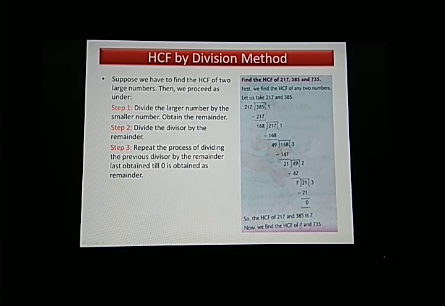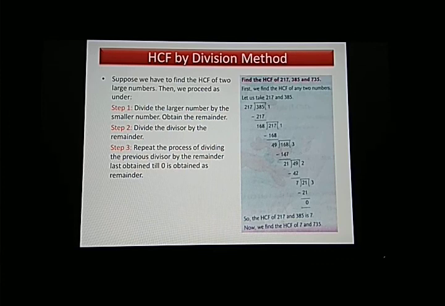Clear? So with 7 as the next HCF, the same procedure will be followed. We have to find out the HCF of 7 and 735. Whatever result we get there will be the HCF of these 3 numbers. So if we have to find the HCF of 3 numbers using this division method, we first find the HCF of the first 2 numbers, then we find the HCF of the resultant HCF and whatever number is left.